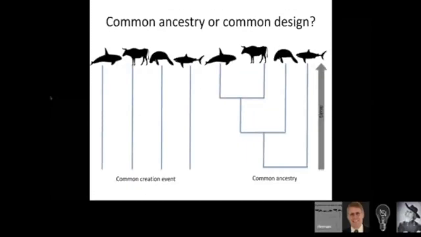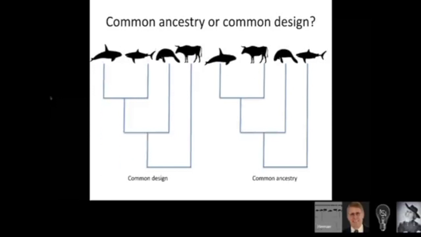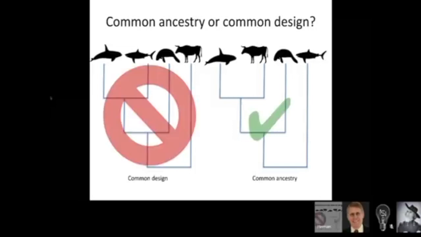So here we go. Here's common ancestry or common design. Again, we have two models, a common creation event versus common ancestry. Here we have a whale, a cow, a manatee, and a shark. Okay, so here's our two models that we have here. Common design, you might be able to invoke a common design thing, but you would expect that common design would place the whale, the shark, and the manatee on the same branch because they're all designed for the same lifestyle. They live in water. Whereas common ancestry might not place animals with similar lifestyles on the same branch necessarily because they can have different common ancestors. That common design tree is not what we see in the data. And we do see a common ancestry data there.